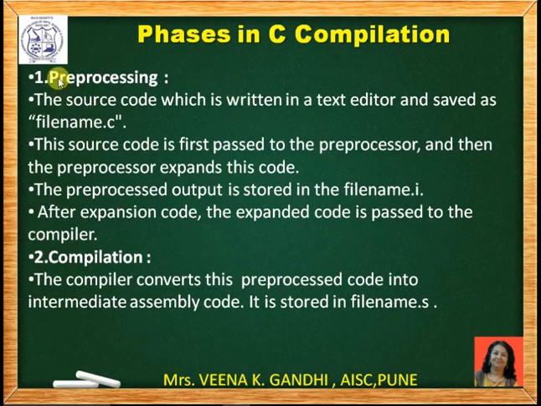Now the first phase is pre-processing. The source code, which is written in a text editor like VI or Turbo editor and saved as a file with the name .c, is first passed to the preprocessor, and the preprocessor expands this code. In expansion, it removes all the comments, processes all the symbolic constants, and includes the code of the header files in the program. This preprocessed code is stored in a file having the extension .i. After expansion, the expanded code is passed to the compiler.